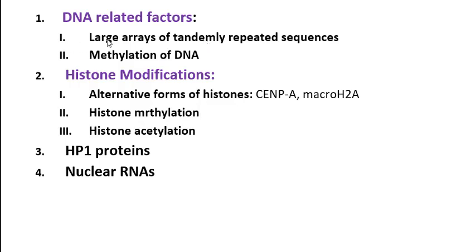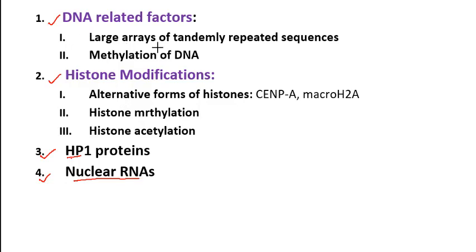So you can see here, these are the factors that are involved in heterochromatin formation. The first factor is DNA. The second factor is related to histone proteins. The third is the HP1 protein, heterochromatin protein. HP1 means heterochromatin protein. And the fourth factor is nuclear RNAs. So these are the four factors that are involved in heterochromatin formation.